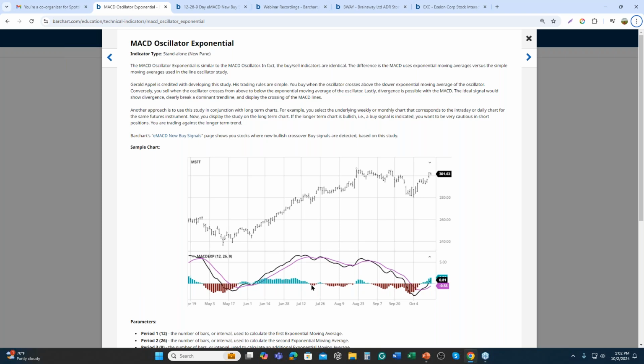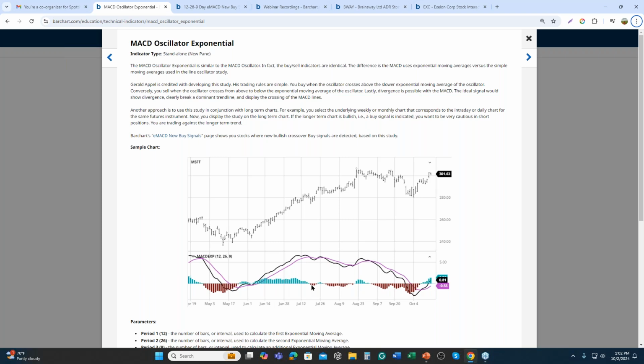Now, if the value is positive, that means that the average of price over the past 12 periods, that short-term moving average, is greater than the average price over the past 26 periods of the longer-term moving average. This signifies an uptrend.